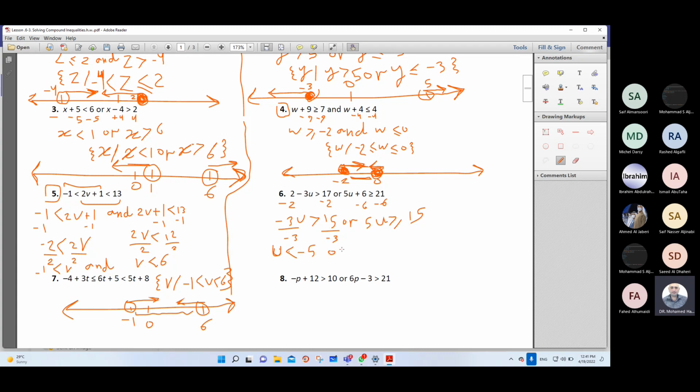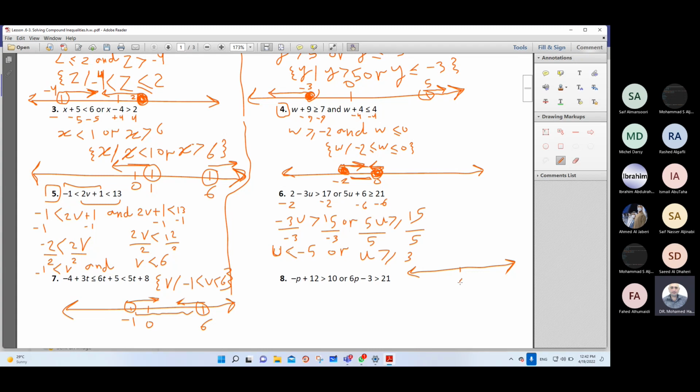Or here the same idea, we want to remove 5 from here. You can divide the two sides by 5. So it will be u greater than or equal to 15 divided by 5, which will be 3. Then we can graph.